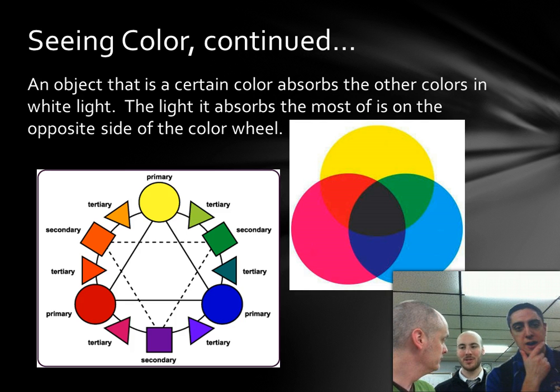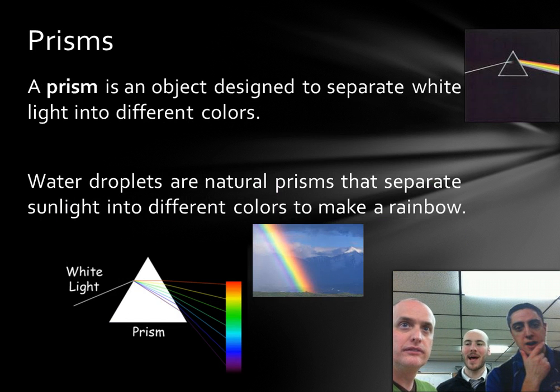So your shirt is absorbing red light a lot, and it's reflecting back mostly green, maybe a combination of other stuff. But yeah. So anyway, now we're going to talk about how light actually passes or doesn't pass through an object.